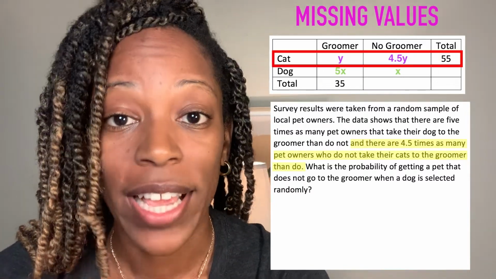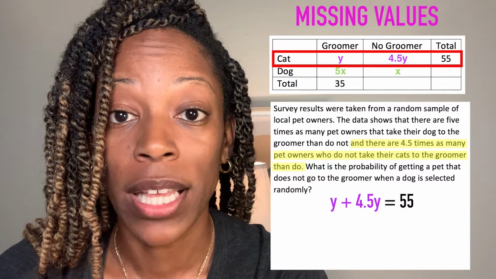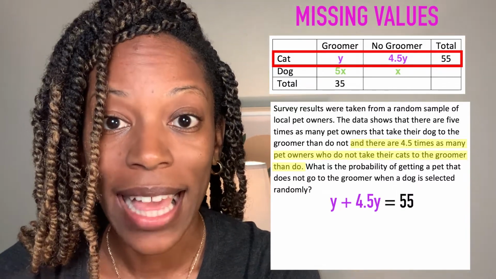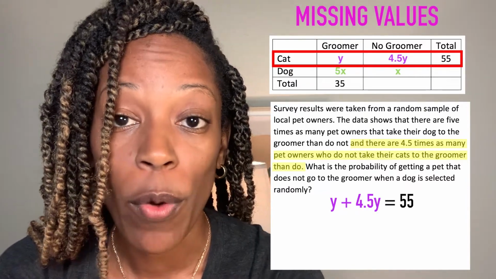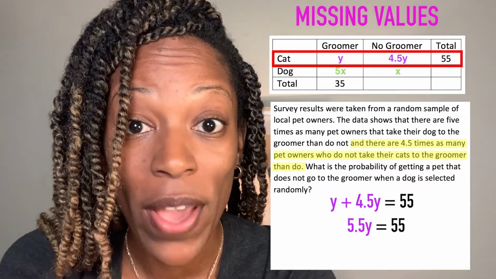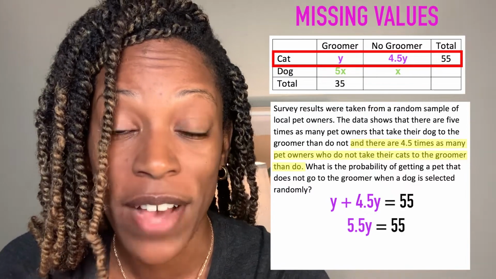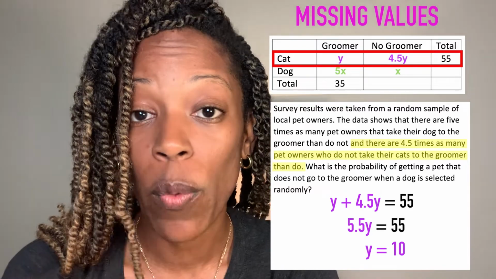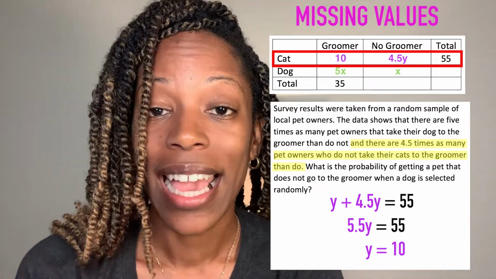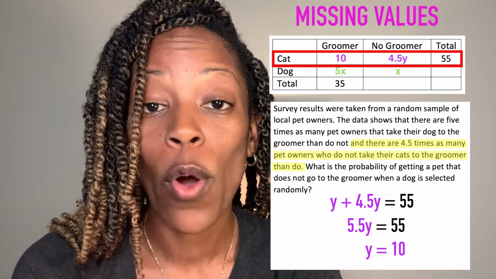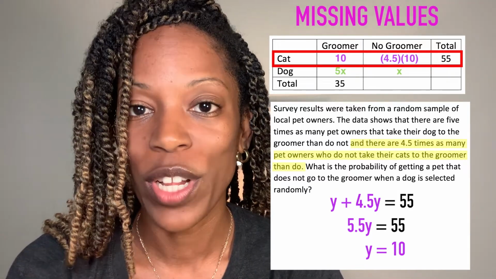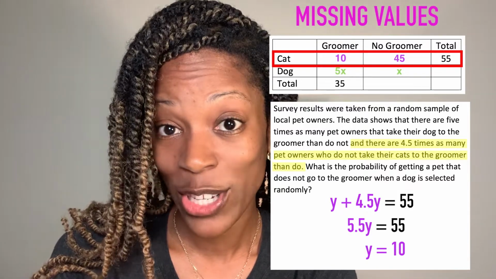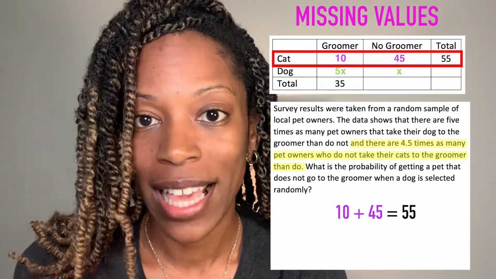Starting with the row for cats, we know that Y plus 4.5Y must equal 55. Combine the like terms. 1Y plus 4.5Y equals 5.5Y. Divide both sides by 5.5, so Y equals 10. So plugging in 10 for Y, groomed cats becomes 10, and non-groomed cats become 4.5 times 10, which is 45. Before you pop your collar for getting the right answer, make sure you add them together and they equal 55.